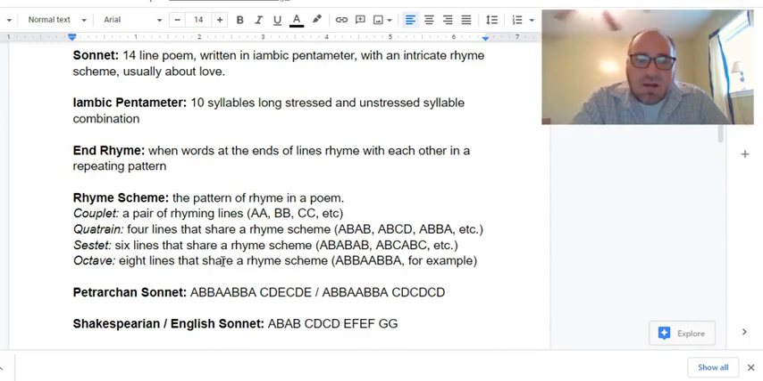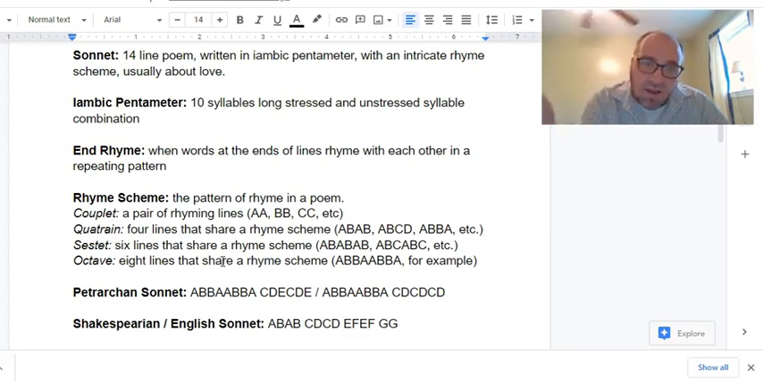So that's pretty straightforward. The two new ones that you haven't had any experience with before are what's called sestet and octave. Sestet is 6 lines that share a rhyme scheme, and there's lots of different combinations. A couple of easy ones would be ABABAB. See how that's 6 lines and they share a rhyme scheme? Another one would be ABCABC. That would share a rhyme scheme. So that would be an example of a sestet. An octave is even more complex. That's 8 lines that share a rhyme scheme, like ABBAABBA. And there's a zillion options for how to make octaves. But you should just be able to count the number of lines in a rhyming part of a poem and identify whether it's a couplet, quatrain, sestet, or octave.